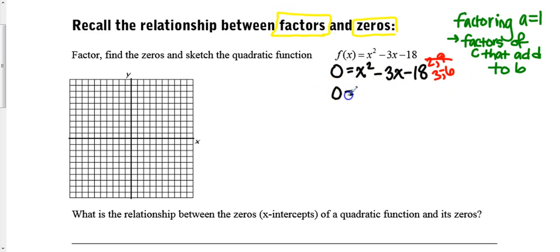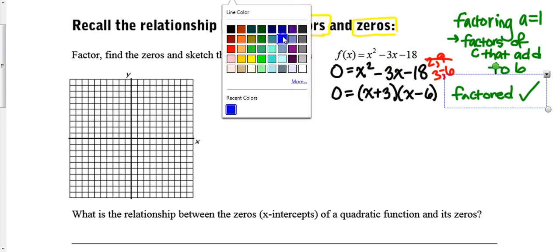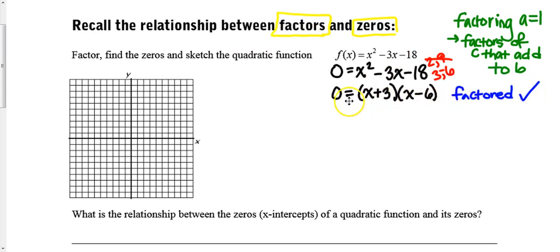So this factors to be x plus 3, x minus 6. And you could have put x minus 6 first. X minus 6 times x plus 3 would be the same. So we have successfully factored. Let's keep track of this. We factored as of this step. So if I had just asked you to factor, you'd be done right there. As of this step right here, we factored.